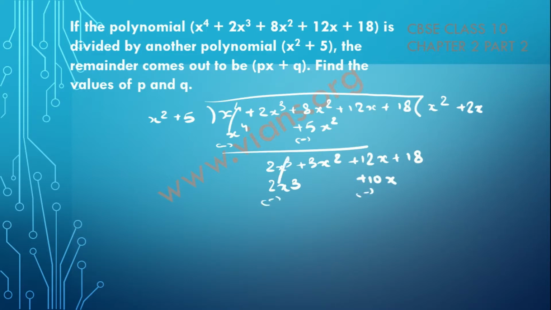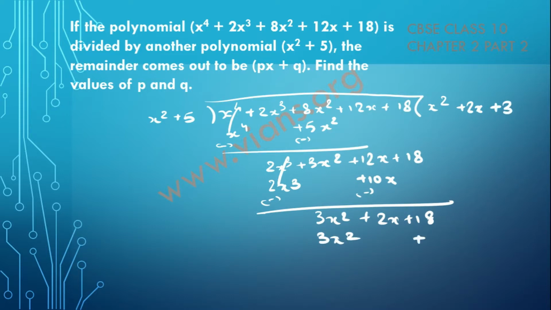Reverse the sign, this will get cancelled. You'll get 3x square plus 2x plus 18, right? Now what when multiplied by x square gives you 3x square, so plus 3. 3x square plus 5 3s are 15. Minus, this gets cancelled. 2x plus 3.